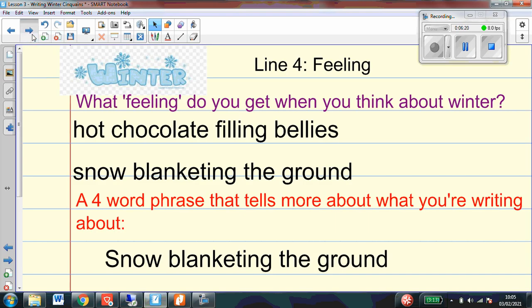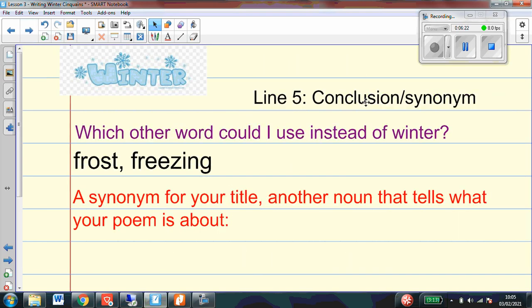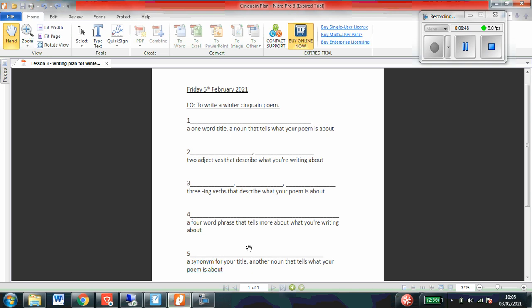Okay, and our last line, that's our synonym. So this is where we need to find another word that means something similar to winter, but is slightly different. Now, winter's a bit of a tricky one, really, but I thought of frost and freezing yesterday, and I think that I'm going to go with frost for the last line of my poem. Can you pause the video here and fill in your synonym for your poem as well?